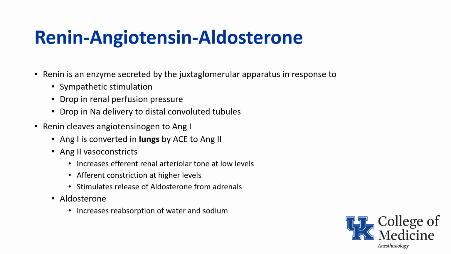Angiotensin 1 is then converted to angiotensin 2 in the lungs by ACE, the angiotensin converting enzyme. Ang2 has several properties, right? It increases the efferent arteriolar tone at lower levels, and it can constrict the afferent arteriolar tone at higher levels, right? It also leads to the stimulation of aldosterone, which will then increase the reabsorption of water and sodium. So the overall net effect is vasoconstriction and an increase in water and sodium retention.